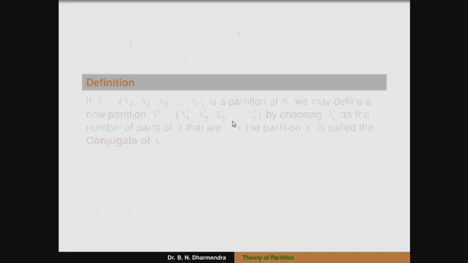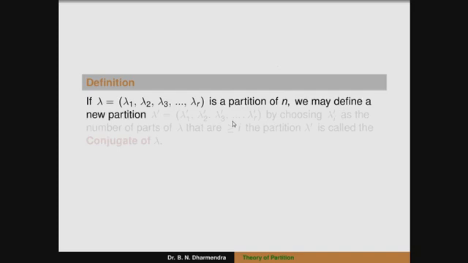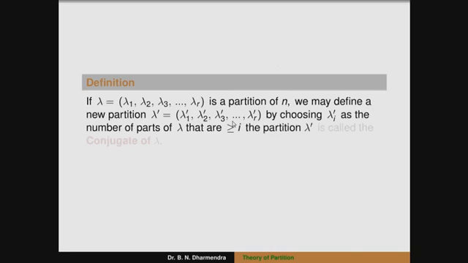The next one is the definition of the conjugate. If lambda equals lambda 1, lambda 2, lambda 3, up to lambda r, is a partition of n, we may define a new partition called lambda dash, equal to lambda 1 dash, lambda 2 dash, lambda 3 dash, up to lambda r dash, by choosing lambda i dash as the number of parts of lambda that are greater than or equal to i. The partition lambda dash is called the conjugate of lambda. This is what we take from the previous discussion.